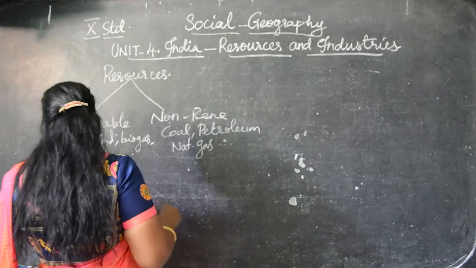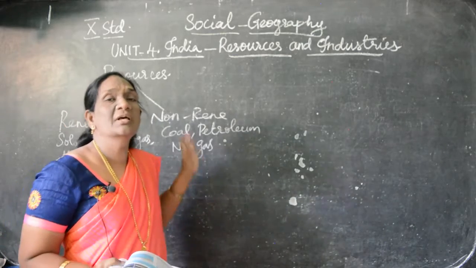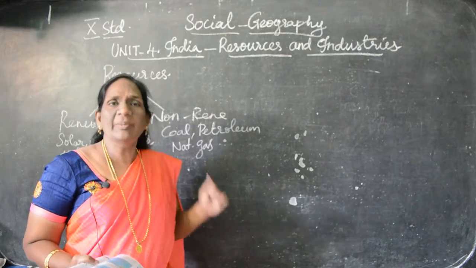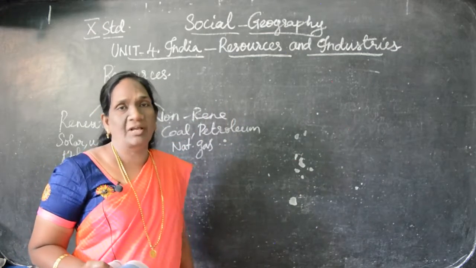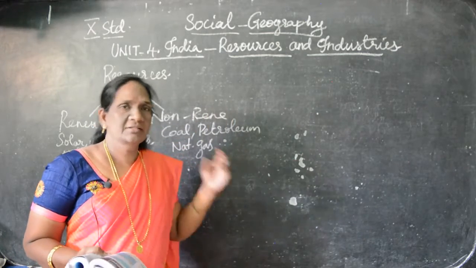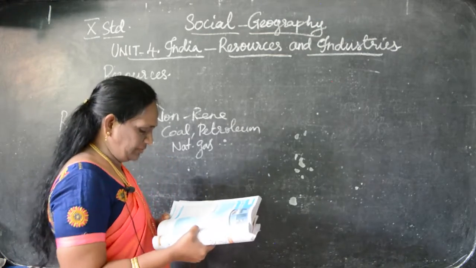These are called non-renewable resources. If we use these resources, they will be exhausted, ஏன்னா again அது உருவாகிறதுக்கு it will take a long period of time. So they are called non-renewable resources. Okay. Now one by one we'll see.